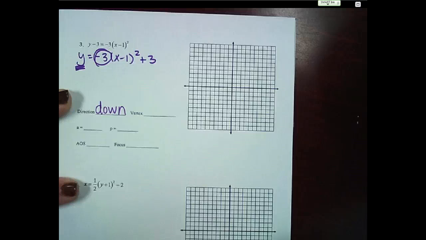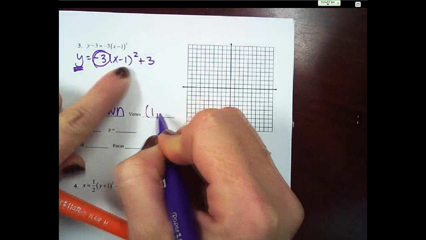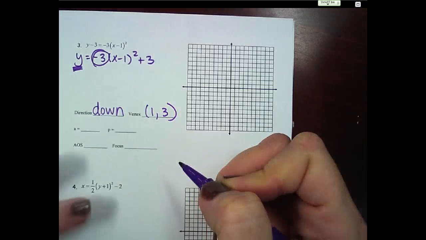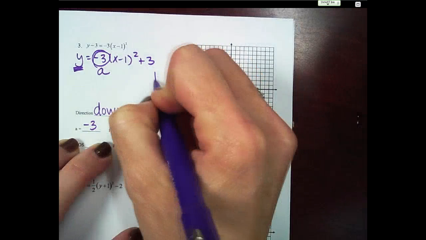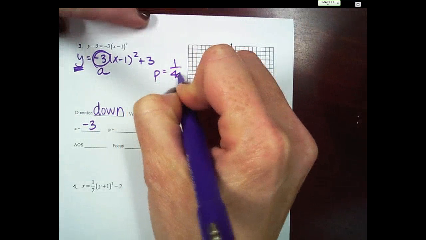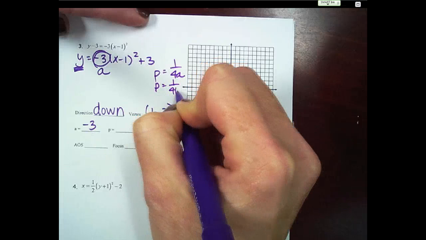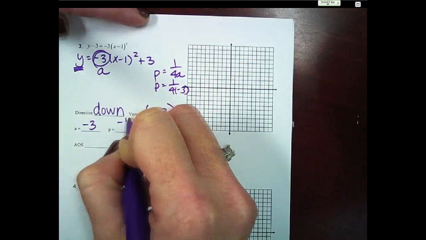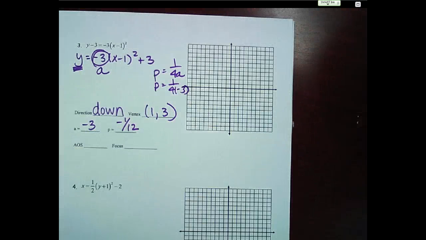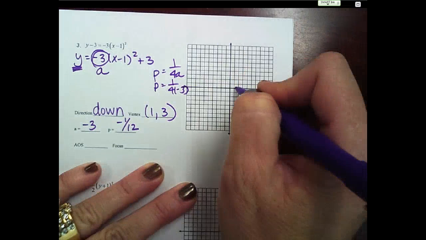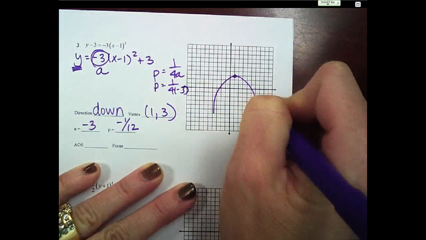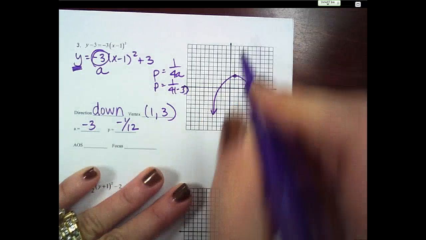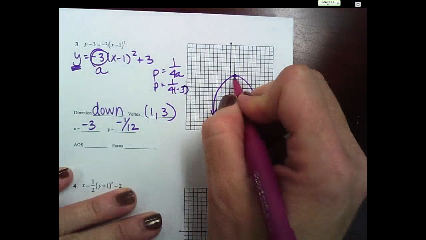And the vertex is gonna be opposite 1 and the same 3. A was given to us right here, A is negative 3. And define P once again, P equals 1 over 4 times whatever A is. So P is 1 over 4 times negative 3. So again, P is negative 1/12. If we graph it, it's gonna open down. So our focus is right here, just a little bit below it.